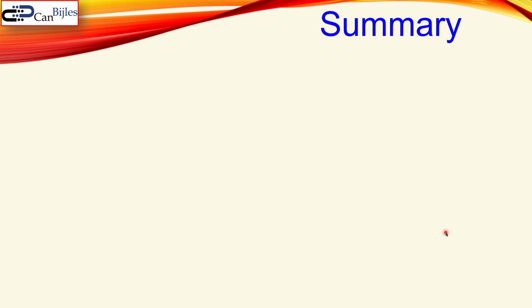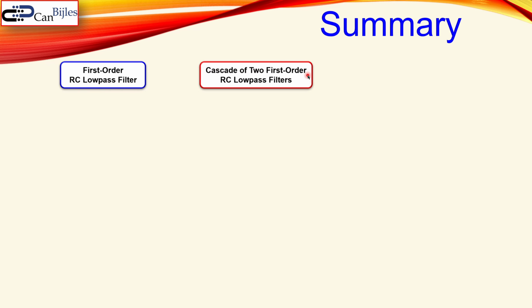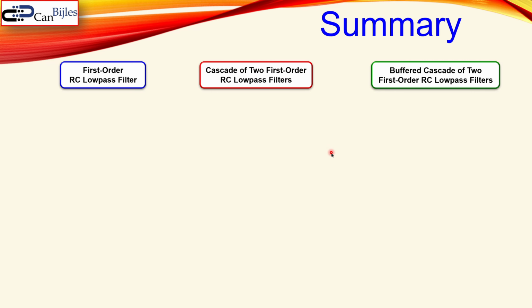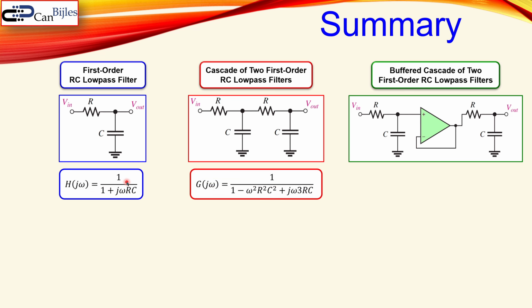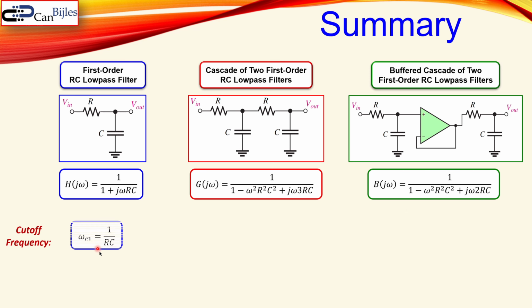Let's now summarize the discussion so far. We have a first order low pass filter, RC. We have then a cascade of two first order low pass filters and a buffered version of exactly the same situation. This is the circuit for the first case, the second case, and now we also have the buffered version. This was the transfer function for the simple first order low pass filter. This was the transfer function for the cascade of the two low pass filters. And then you have the buffered version, and you see the only difference is that a 3 makes here a 2.